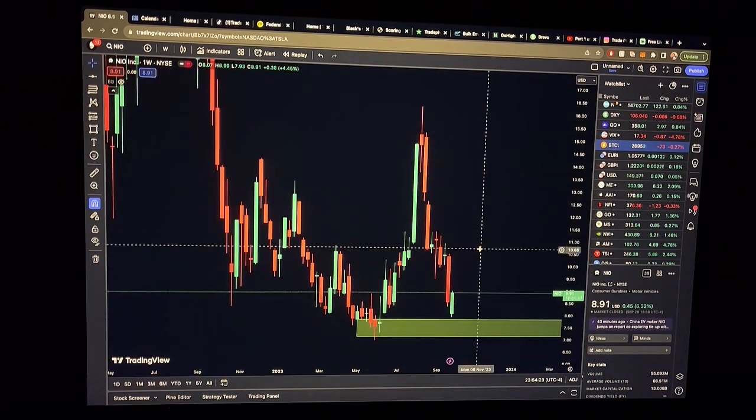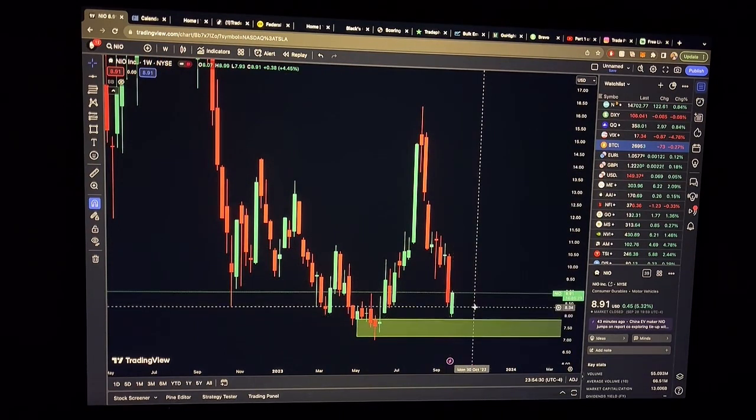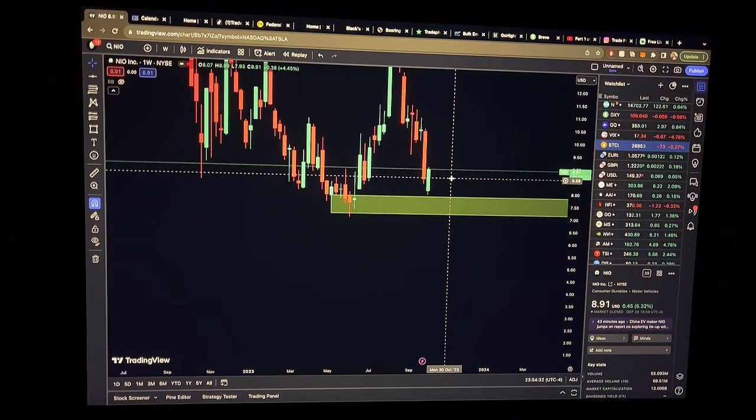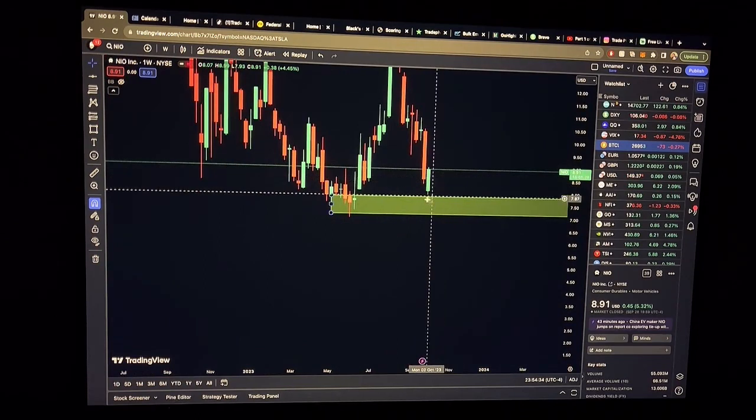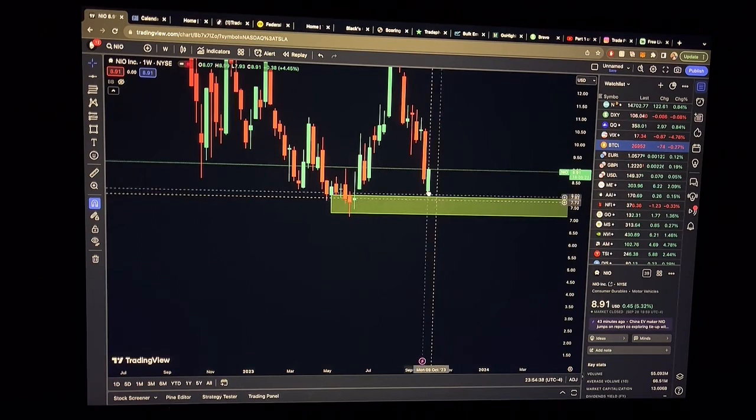Oh, man. It's already bounced. It didn't quite hit though, right, guys? That sometimes happens, guys. Sometimes you'll get very, very close and not hit. And unfortunately, I think that's the case here. I think we've already bounced off the level, right?